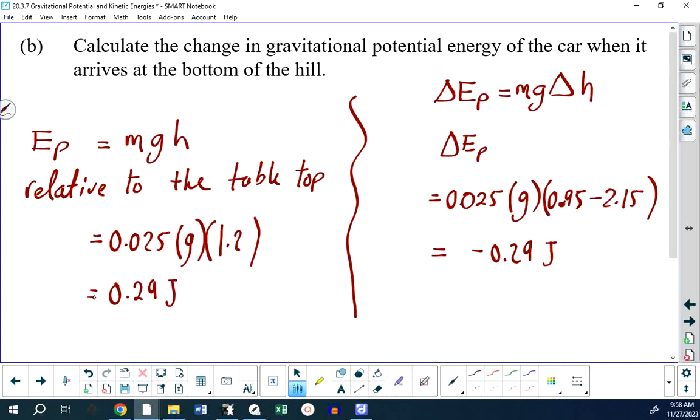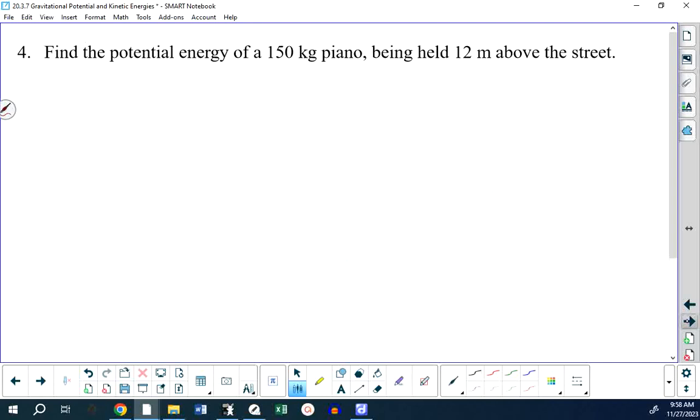Any questions with B? All right, find the potential energy of a 150 kilogram piano being held 12 meters above the street. That's a piece of cake. It's mgh. We are assuming that the street is the 0 point for the gravitational potential energy and for the height. You're not going to say, how do I know this question isn't asking me about the gravitational potential energy relative to the basement of a building 2 blocks away? Because it doesn't mention that. Okay, don't overcomplicate things. This is just mgh.